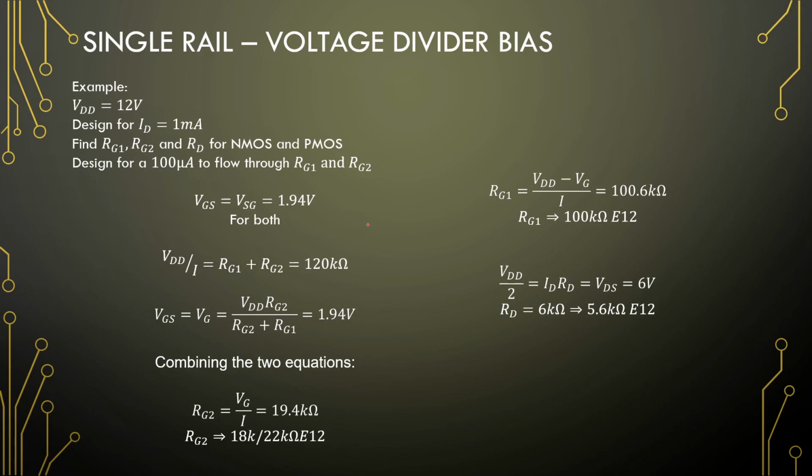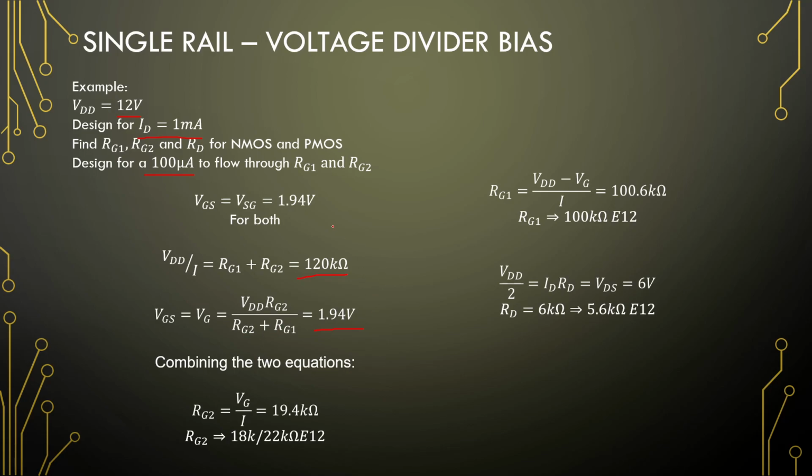So for our first example, designing for a 12 volt rail for 1 milliampere, and let's for the first one go with 100 microamperes flowing through RG1 and RG2. That gives us 120 kilo ohms for the combination. Our voltage divider will be equal to our VGS voltage right here. So VDD RG2 over RG2 plus RG1.